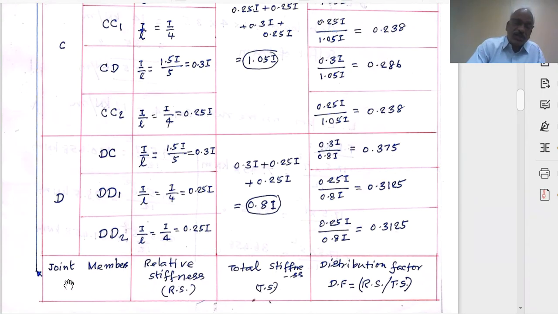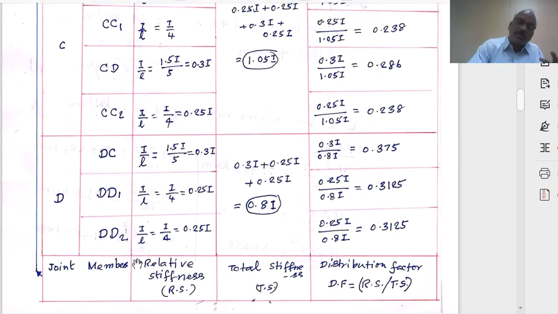Actually, this title should come at the top of the table, namely joint, member, relative stiffness, total stiffness, and distribution factor. Distribution factor for a member equals the relative stiffness of that member divided by total stiffness. Total stiffness is calculated in the 4th column. This is column number 1, 2, 3. In the 4th column, we got the total stiffness, and in the 3rd column, the relative stiffness. So this is the standard tabulation.